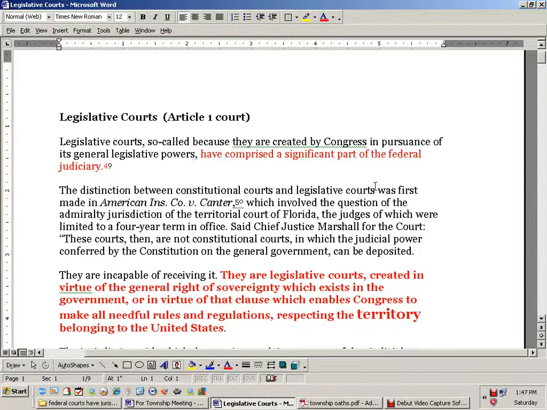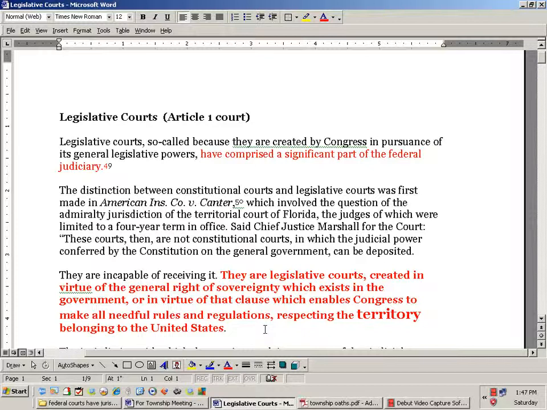Chief Justice Marshall of the court: these courts then are not constitutional courts in which judicial power conferred by the Constitution on the general government can be deposited. They are incapable of receiving it because they're not over a general government. They are legislative courts created in virtue of the general right of sovereignty which exists in the government, or in virtue of that clause which enables Congress to make needful rules and regulations respecting territory belonging to the United States.